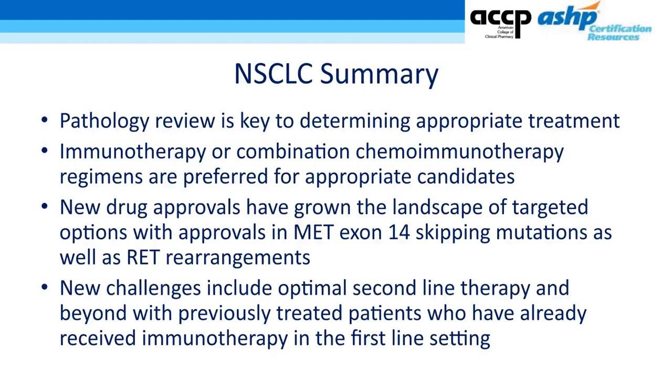So in summary, pathology review is really key in determining the most appropriate treatment to offer patients. Immunotherapy or combination chemoimmunotherapy regimens are preferred for appropriate candidates. We have seen new drug approvals in the setting of advanced non-small cell lung cancer and a growing landscape of targeted options for MET exon 14 skipping mutations as well as RET rearrangements. New challenges, though, include optimal second-line therapy for our EGFR positive patients as well as our chemotherapy-based patients, and looking for treatments beyond this of those previously treated with immunotherapy in the frontline setting is really a focus for clinical research at this time.